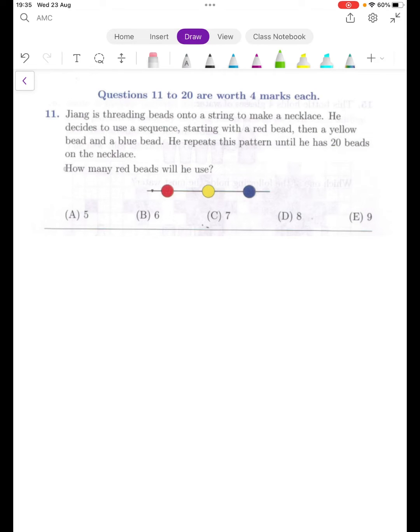In this video we'll be solving questions number 11 to 20, which are 4 marks each. These questions are slightly more difficult than the first section, but still easier than the next two sections. All right, let's go on.